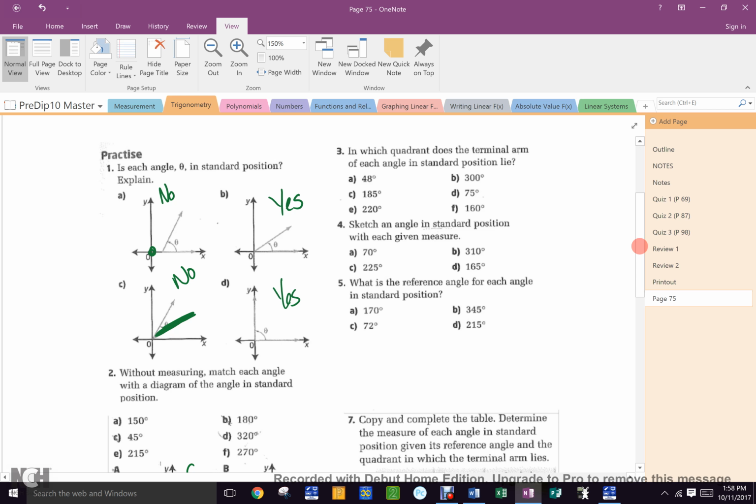Excellent. Where does the terminal arm for A lie? 1. B. 4. C. 3. D. 1. E. 3. F. 2. Well done. Sketch 'em.